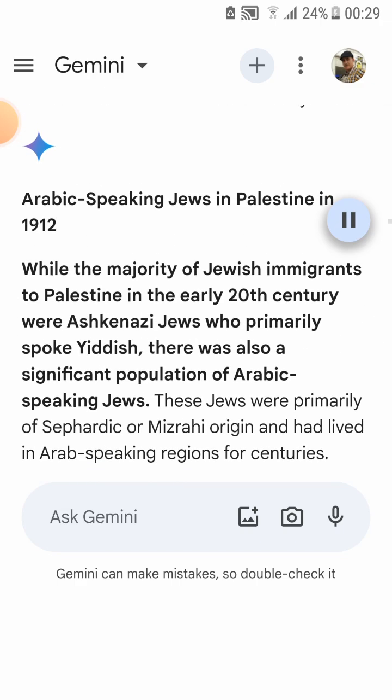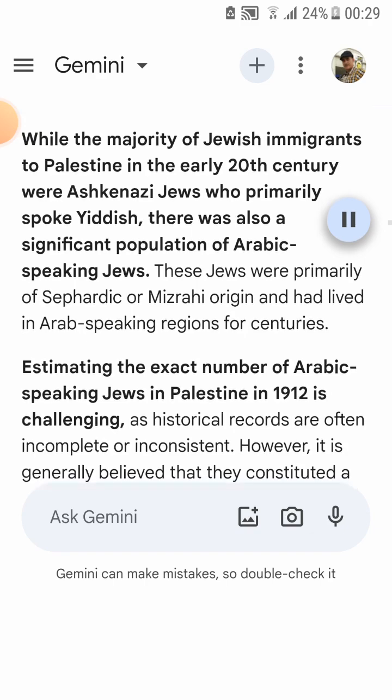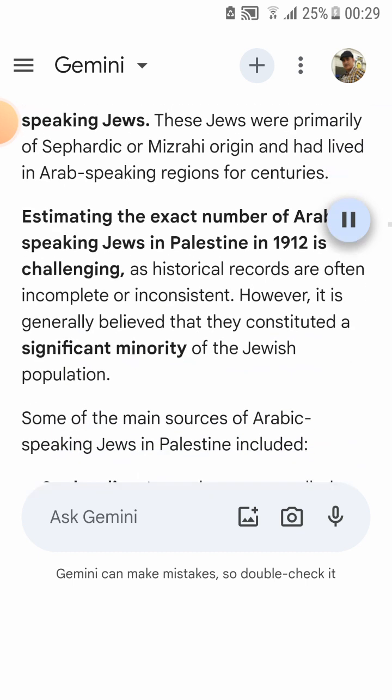Arabic-speaking Jews in Palestine in 1912. While the majority of Jewish immigrants to Palestine in the early 20th century were Ashkenazi Jews who primarily spoke Yiddish, there was also a significant population of Arabic-speaking Jews. These Jews were primarily of Sephardic or Mizrahi origin and had lived in Arab-speaking regions for centuries.